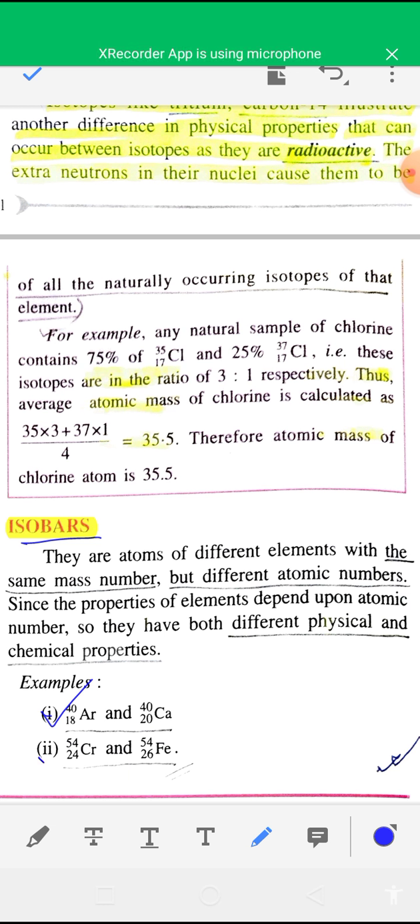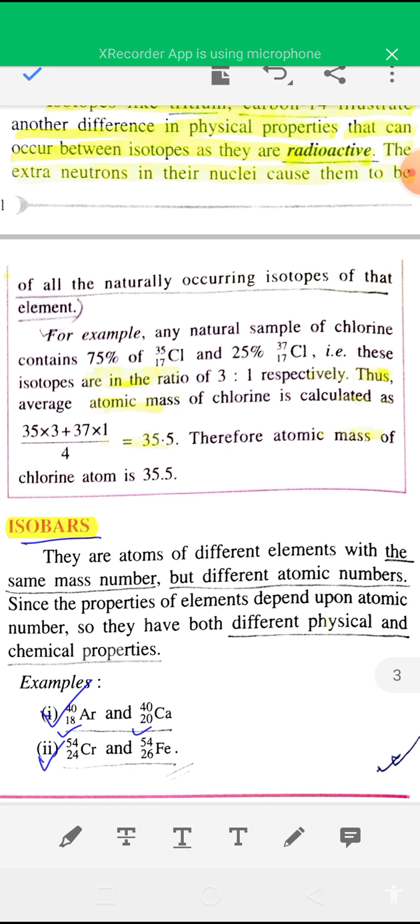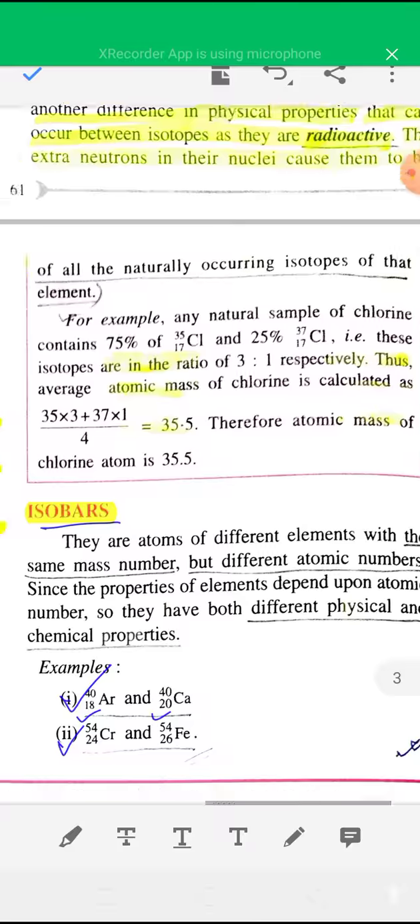Example of isobars: 18 argon 40 and 20 calcium 40. As their atomic numbers are different, they are atoms of different elements. Similarly, 24 chromium 54 and 26 iron 54 are examples of isobars.